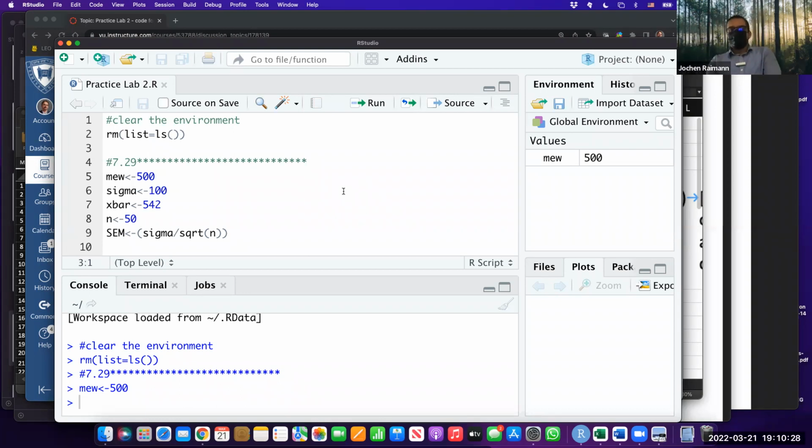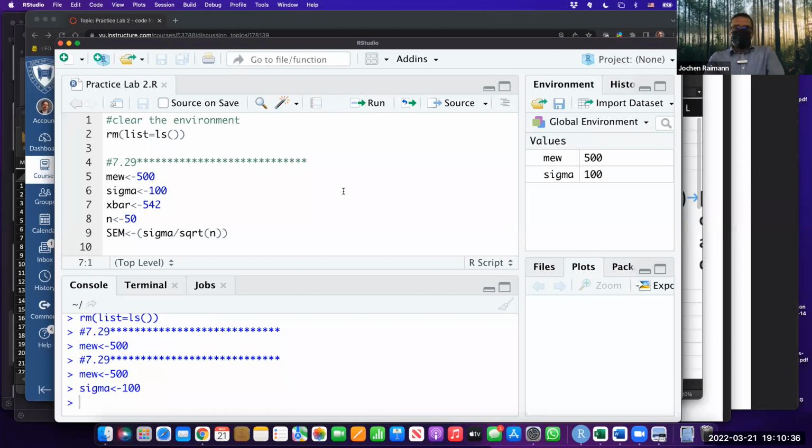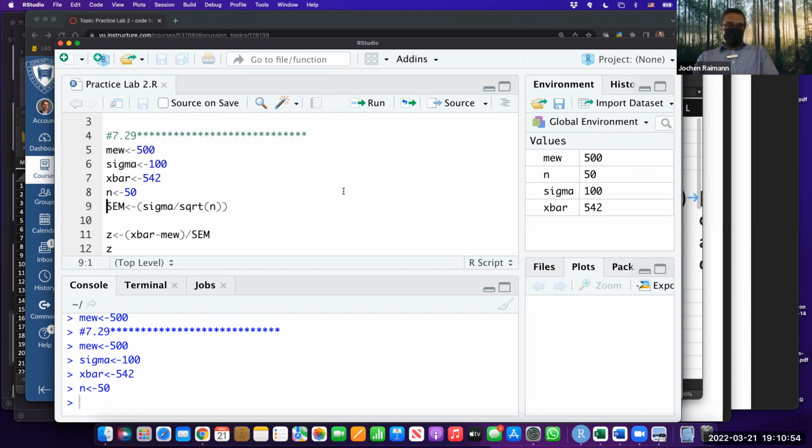RM list equals LS will clear the environment. Then we have a mu that is essentially an object where you just assign a single number to. So this is essentially nothing. It's not really something for R. It's just showing you how to do these calculations in R. That's all the value of this practice lab essentially was.